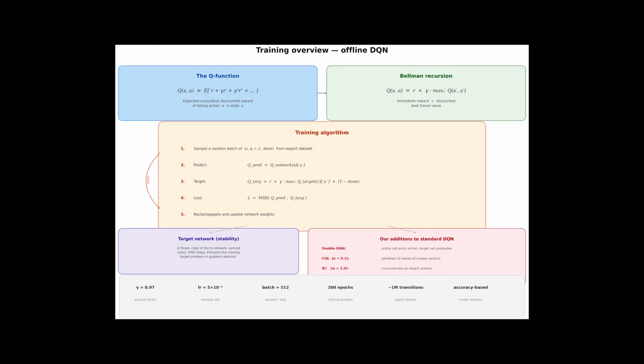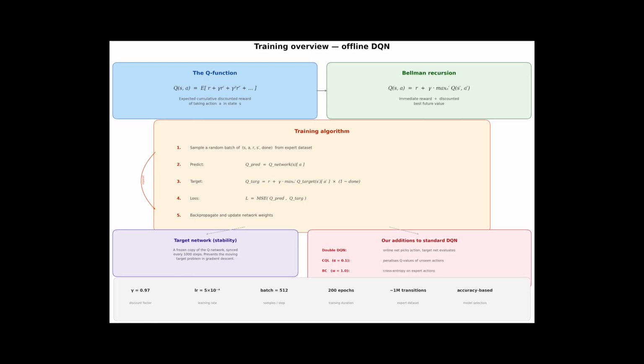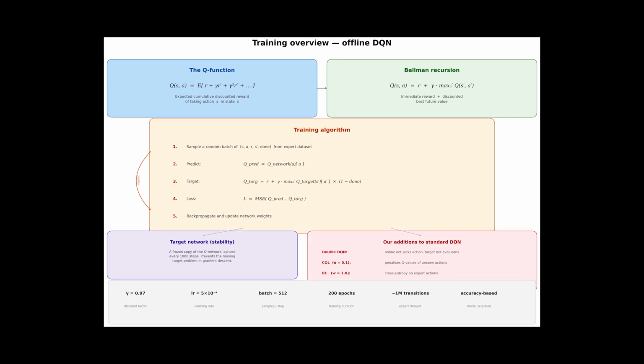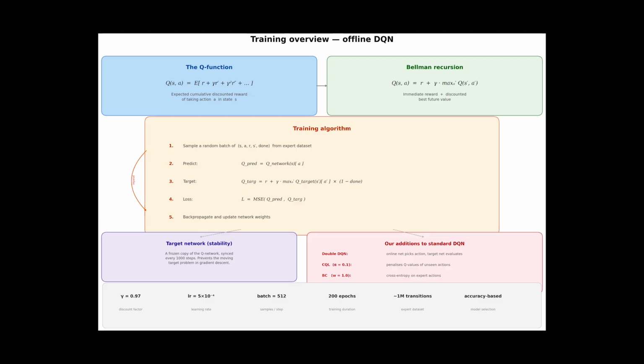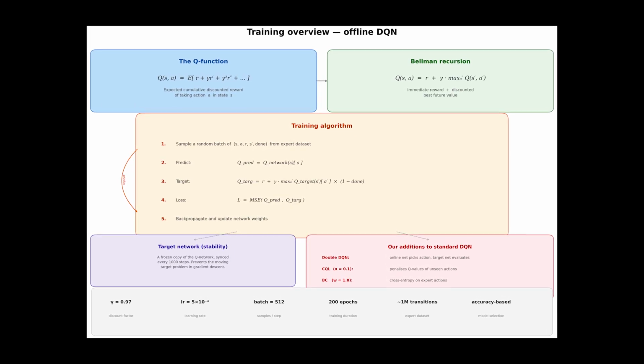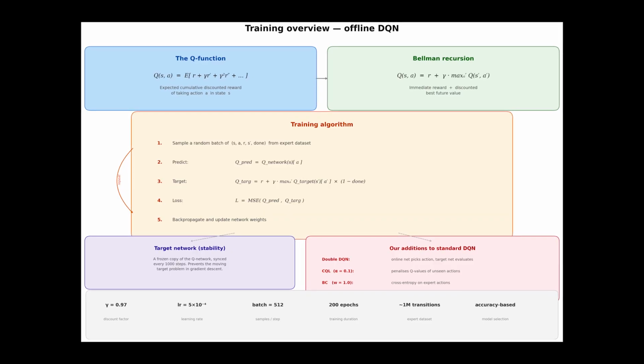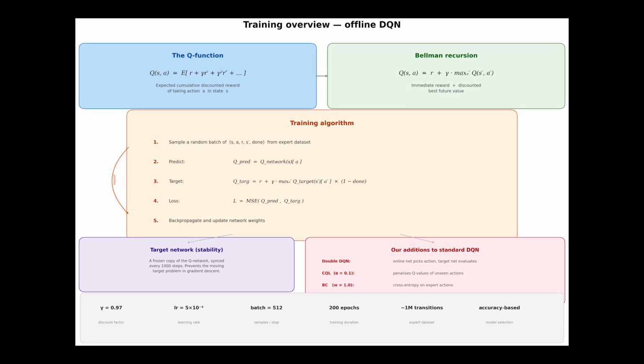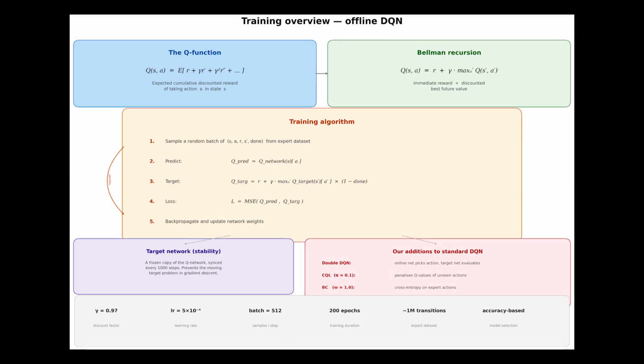The goal of training is to approximate the Q function, a function that tells us the expected total future reward of taking a given action in a given state. We use the Bellman equation, which states that the Q value of a state action pair equals the immediate reward plus the discounted value of the best action in the next state. This recursive definition is what lets us learn Q from data.